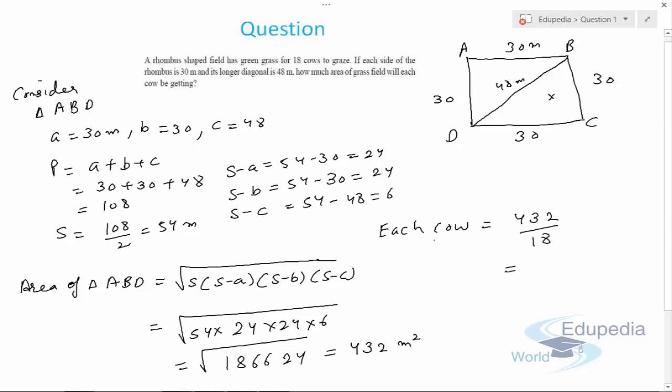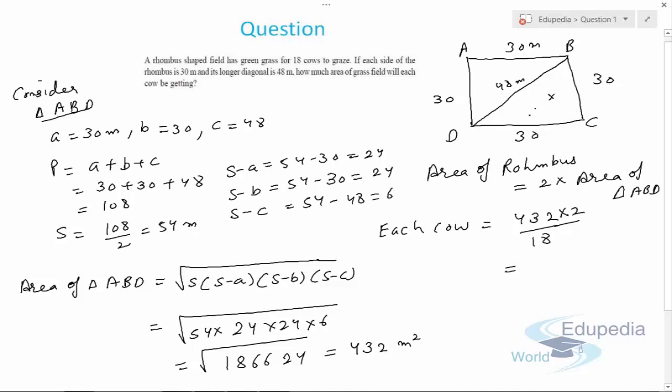Now the problem over here is that we have found area for one triangle only. Since these areas are equal, we need to consider the area of the rhombus. First of all, we need to times it by 2. We can say that area of rhombus will be 2 times the area of triangle ABD. Why? Because these two areas are equal. We have found the area for triangle ABD only, so we need to find the area for the rhombus first. So this will come out to be 432 into 2 divided by 18.